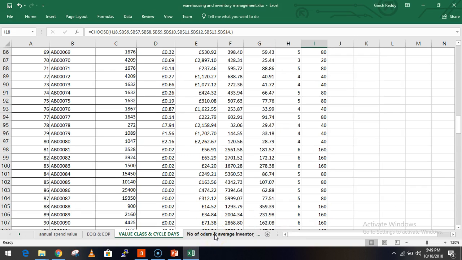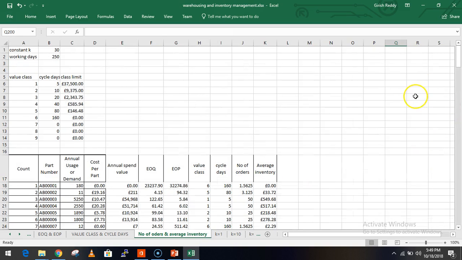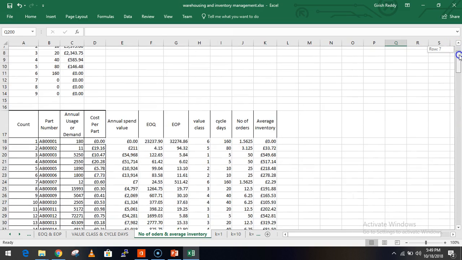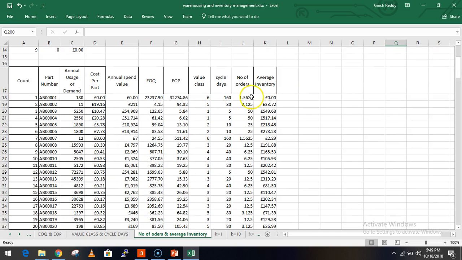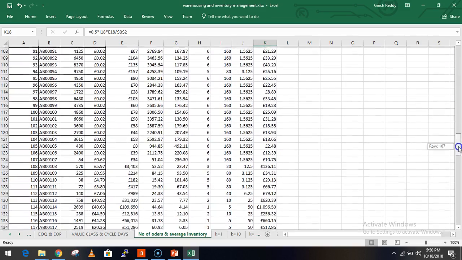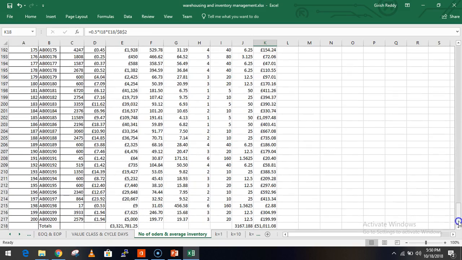Number of orders and average inventory. So here is how I calculated the average inventory and number of orders. This is the formula that I have used for calculating the number of orders, and this is the formula that I have used for the average inventory. Once you get this value, simply drag it down, and you will get the values for all the parts. At last, you need to total these values, the number of orders and average inventory.